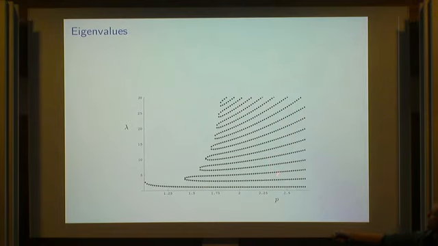For p less than 2, you find that these branches gradually nip off here, and so for each value of p less than 2, you get a finite number of real eigenvalues, and then infinitely many complex ones.